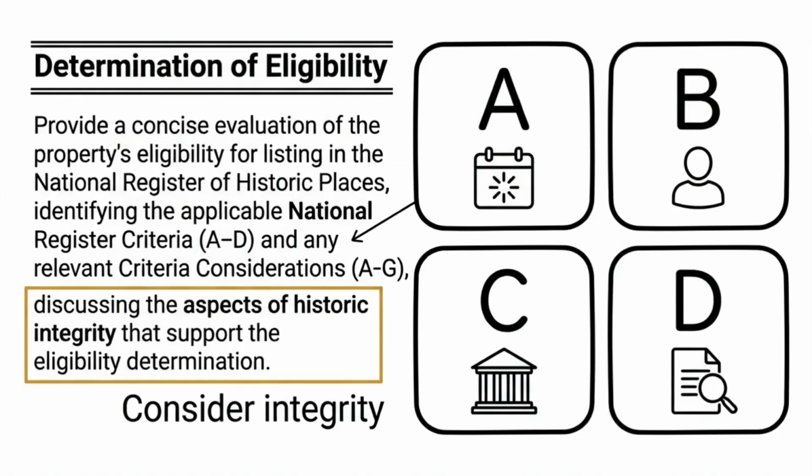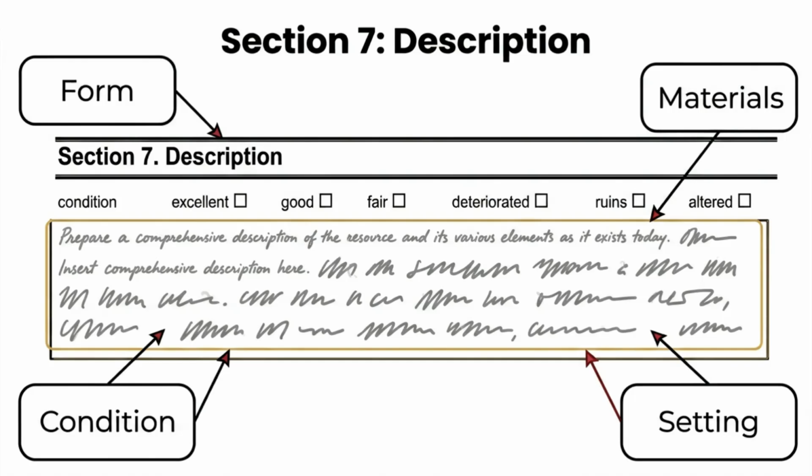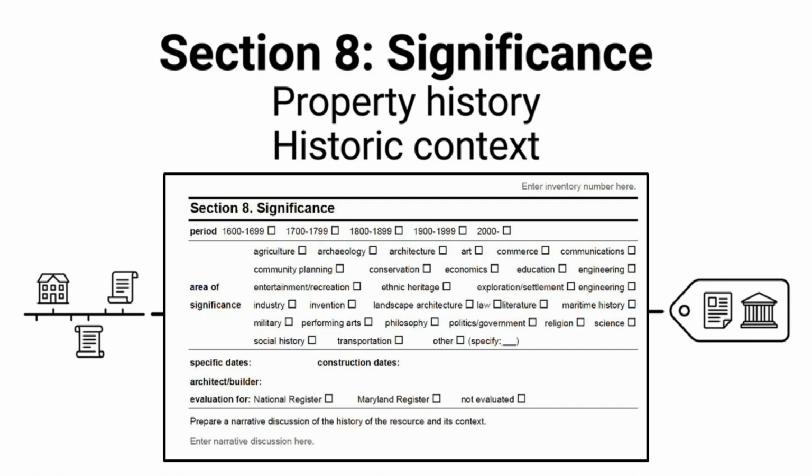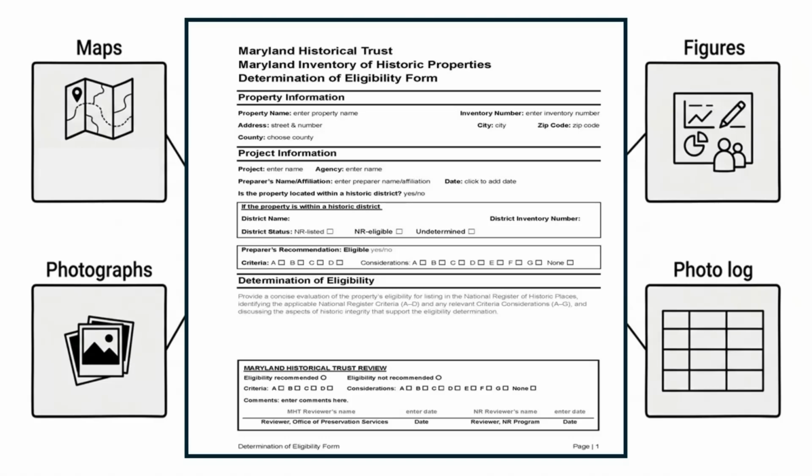In Section 7, remember to provide a complete description of the property as it exists today, including form, materials, condition, and setting. The significance narrative should situate the property's history within relevant historic contexts and themes. Incorporate the chain of title to document patterns of ownership and development, and be supported by primary and secondary sources. All supporting materials must be embedded directly in the DOE form, including maps, figures, photographs, and the photo log.